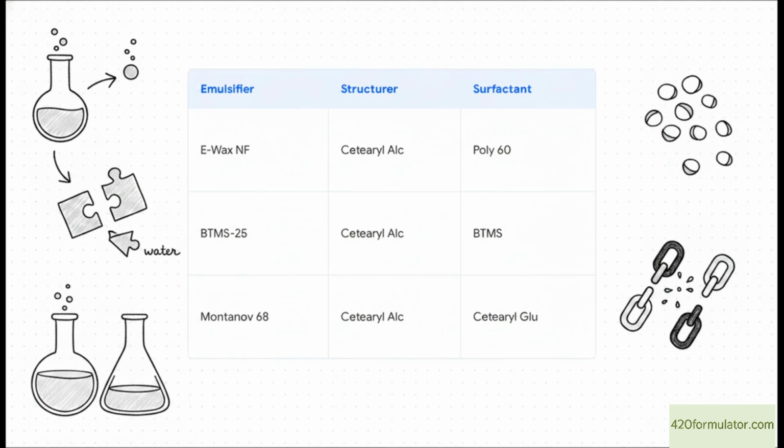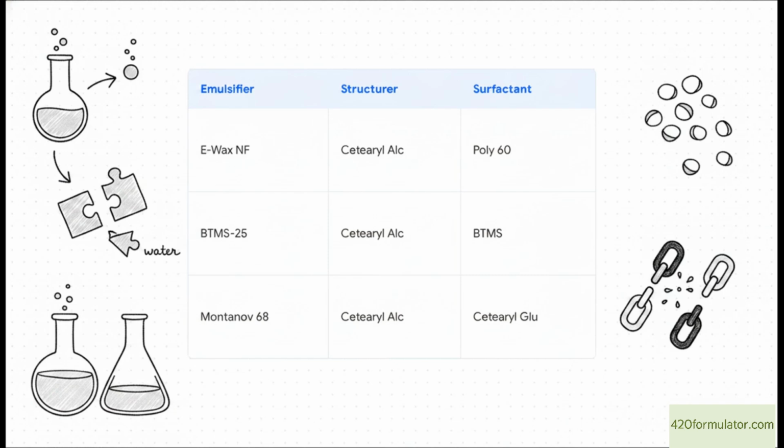In every single one of these cases, cetearyl alcohol is providing the body, while that 25% active surfactant handles the actual emulsifying. This is exactly why you can't just swap out these commercial waxes for plain cetearyl alcohol in a recipe. If you tried to replace 5% BTMS 25 with 5% plain cetearyl alcohol, you're entirely removing the behentrimonium methosulfate.